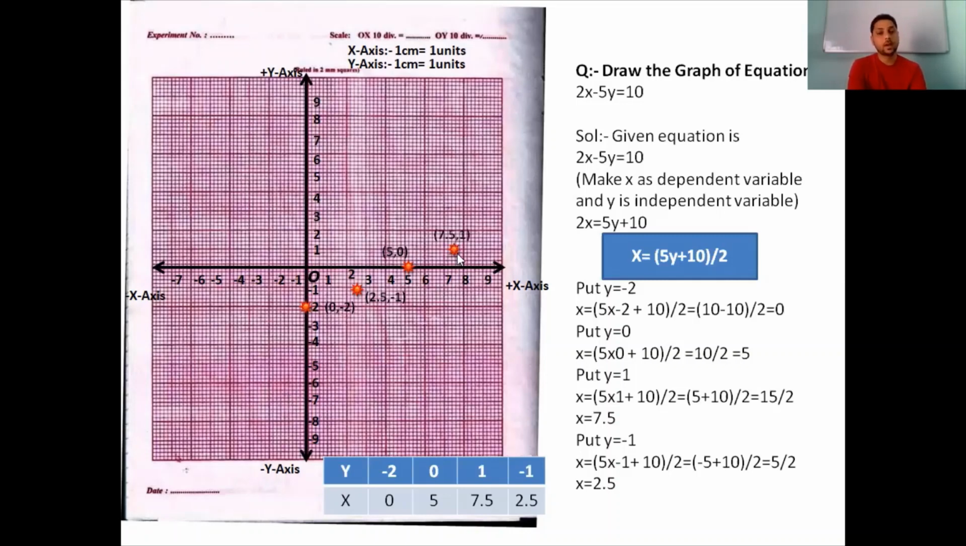Similarly, we have to calculate 7.5 and 1 here. When we have x equal to 7.5, y is equal to 1 here. So these are the coordinates of your x-axis and y-axis on your Cartesian plane. Okay, now join these points. You will have a straight line. This straight line is known as your equation of line 2x minus 5y is equal to 10. Understand?